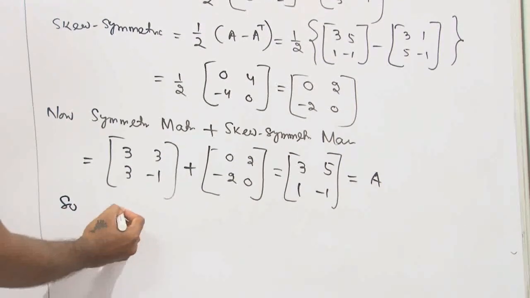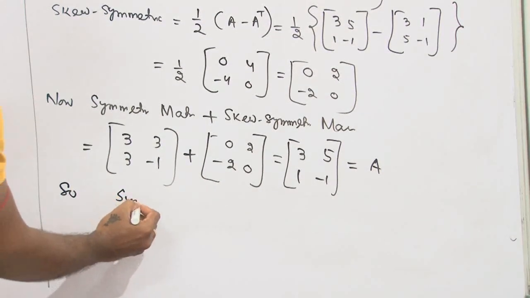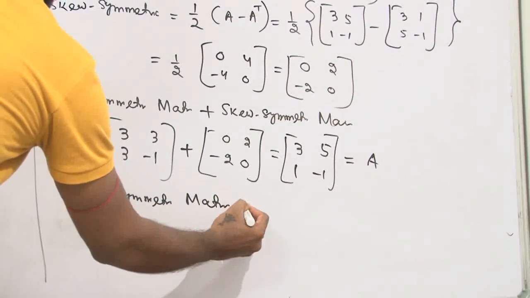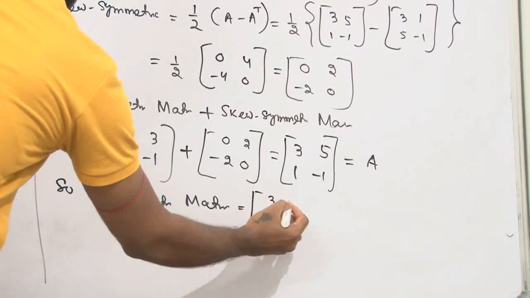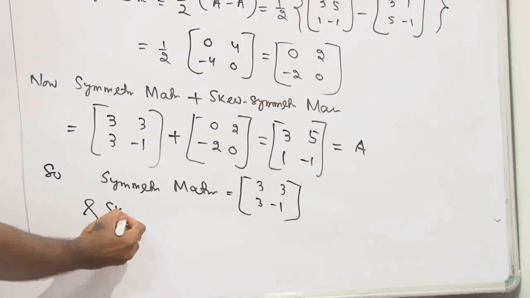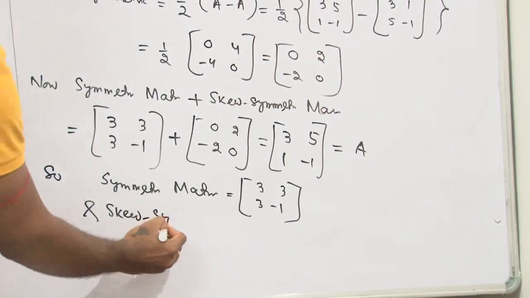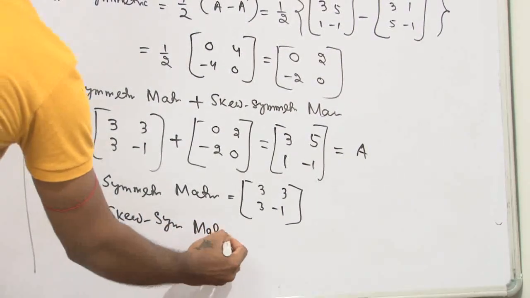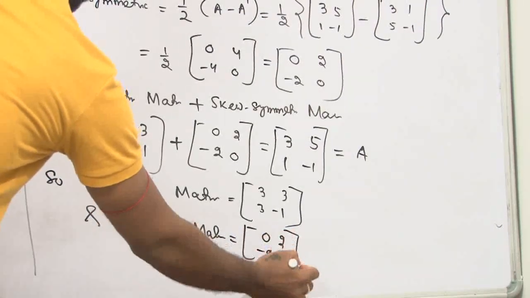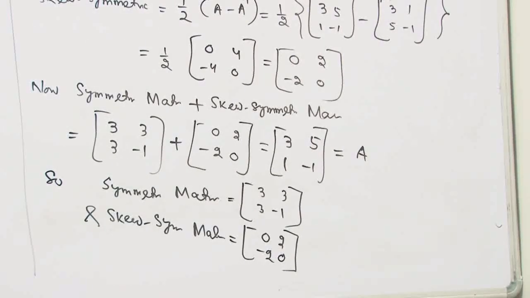So here the symmetric matrix is equal to [[3, 3], [3, -1]], and the skew-symmetric matrix is [[0, 2], [-2, 0]]. So here is the solution of question number 14.